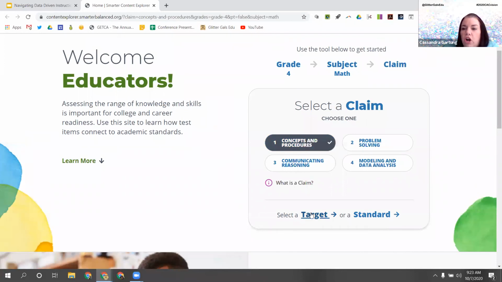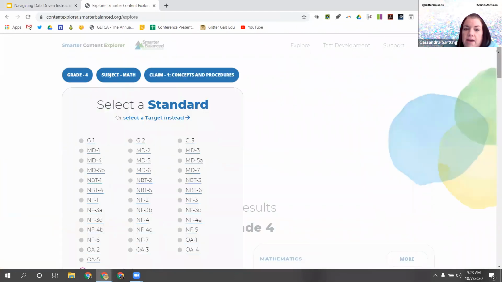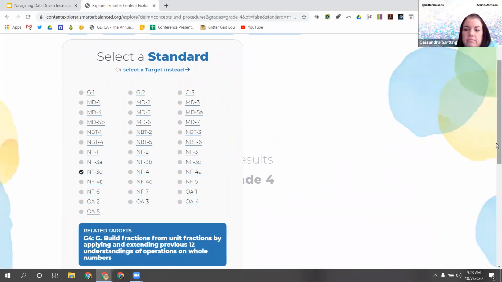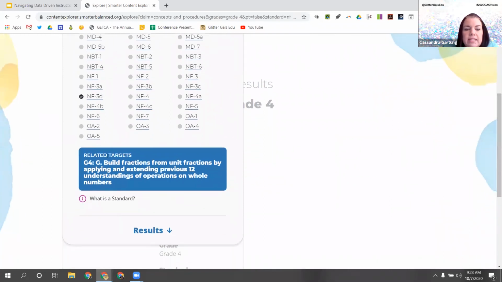Then you can go by target or standard. Since most of us as educators don't necessarily know all the Smarter Balanced targets, I think it's easier to go to standard, and then it lists all of my 4th grade standards and puts it into a target for me. For example, I'll do NF3D, numbers and fractions. Then it tells me the target: target G, build fractions from unit fractions. Once again, it's just going to connect everything for you.